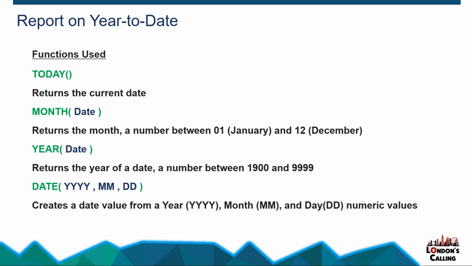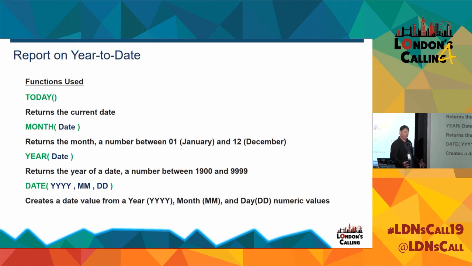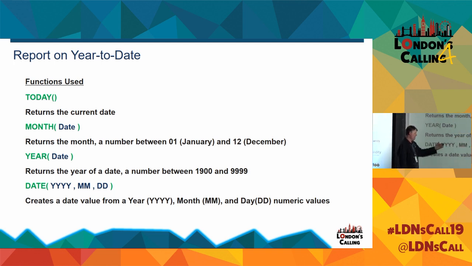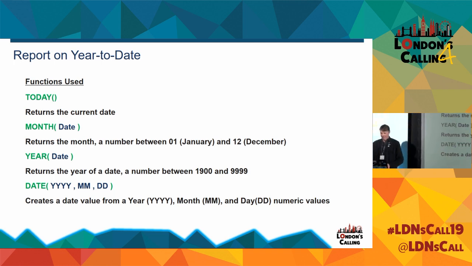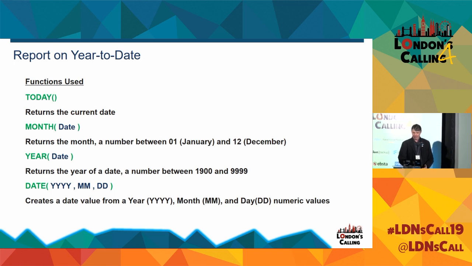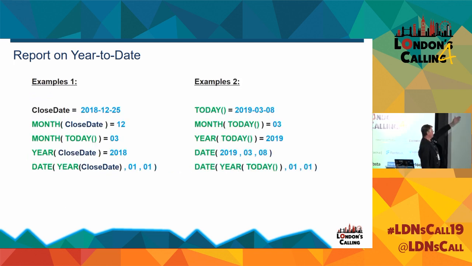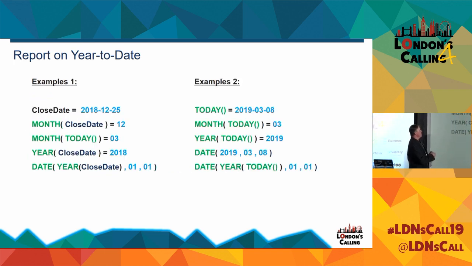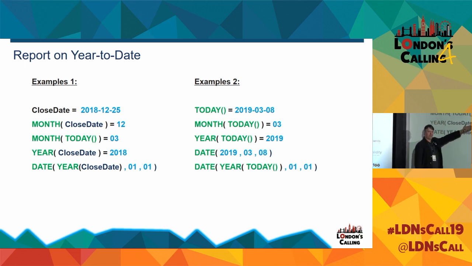And there's a function called date, and what date does, it builds a date value based on 3 numbers that you provide: the year, the month, the day. So here's a couple of examples. If the close date of the opportunity was December 25th, 2018, month is going to return the number 12. Month today would return the number 3. Year on the close date would return the number 2018.